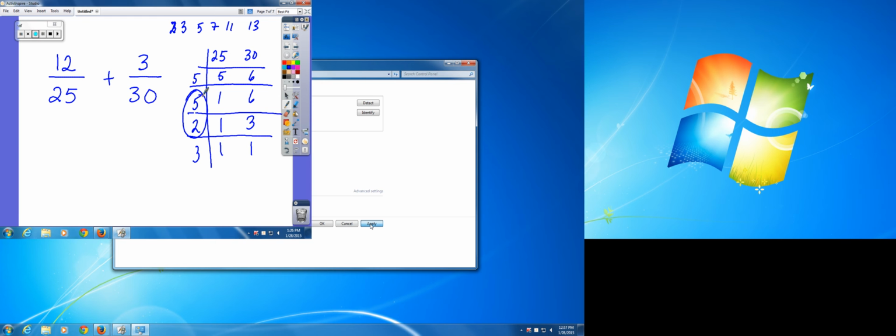Now what's 5 times 3? And what's 15 times 10? So that's your common denominator. Did somebody multiply 25 times 30? What do you get? I think it's going to be like 750, isn't it?